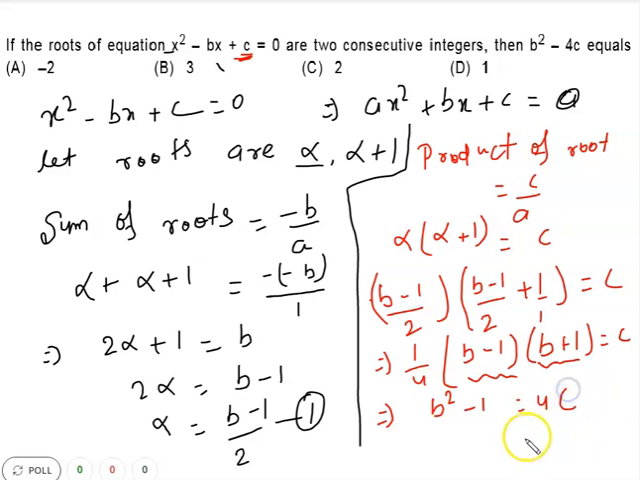b square minus 1 equal to 4c, and then when we take this 4c from the RHS to the LHS, its sign becomes opposite, and minus 1 goes from the LHS to the RHS, so it becomes 1. So we can write here b square minus 4c equal to 1. So option D is the correct answer, guys.